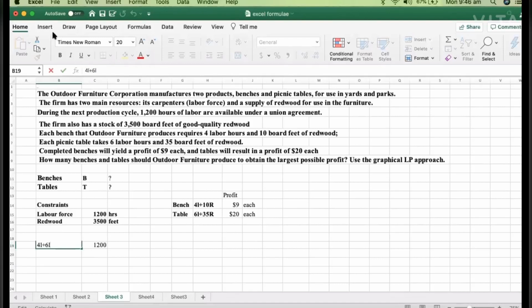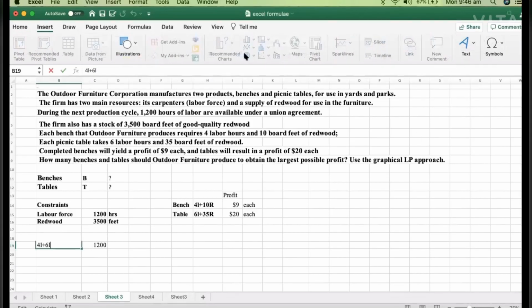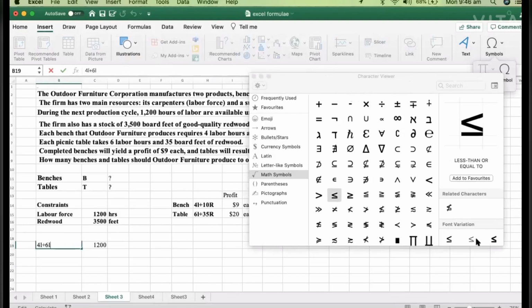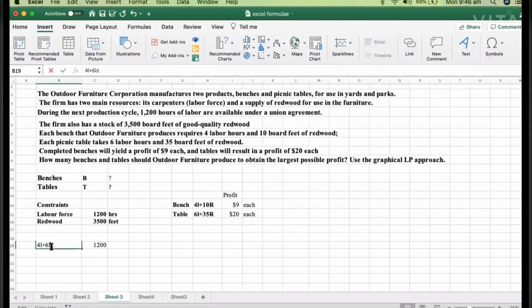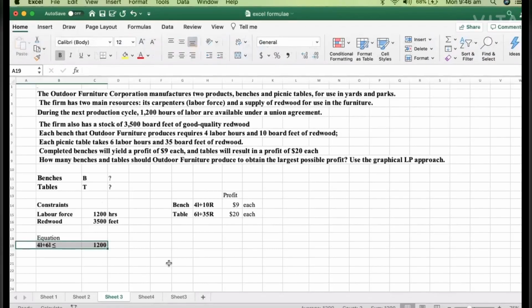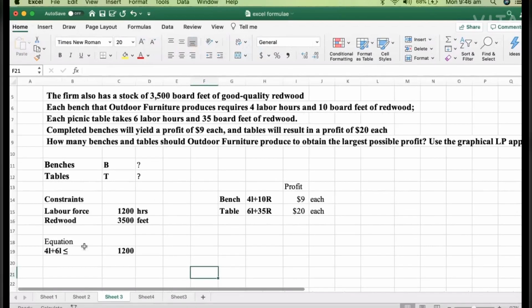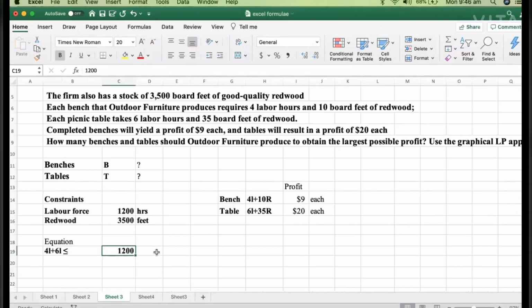So here we can insert a symbol. It should not be greater than 1200. Okay, so we can insert this symbol. So that is our equation basically. I can highlight it for you so that it is easily visible, or I can zoom as well. So this is my equation: 4 labor hours for a bench plus 6 labor hours for a table should not be greater than 1200.